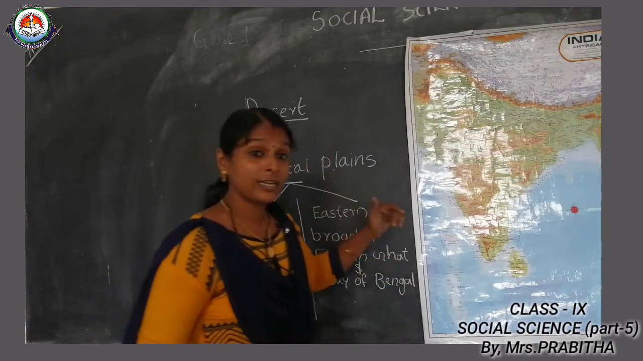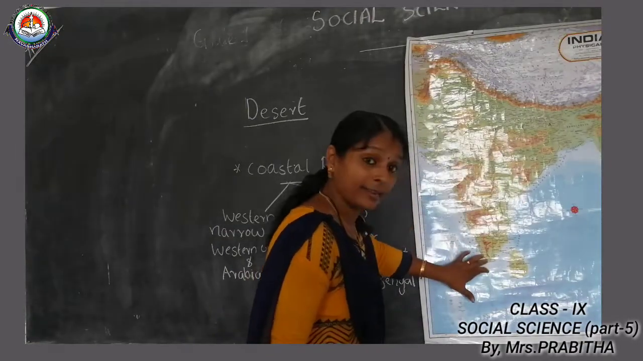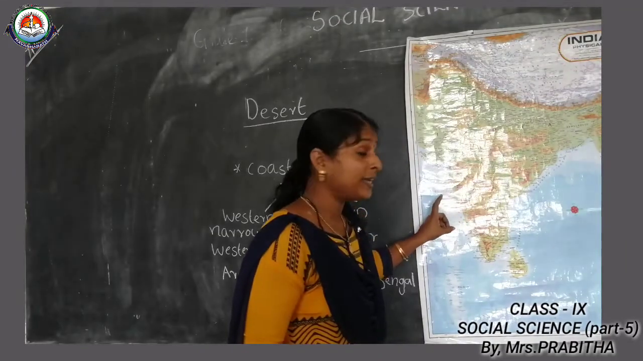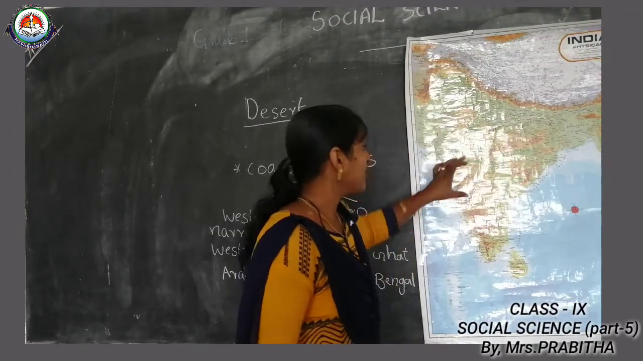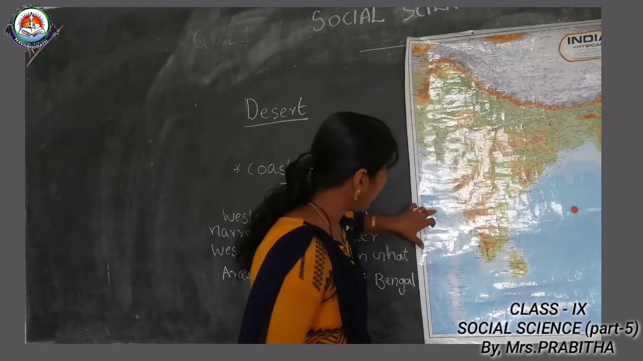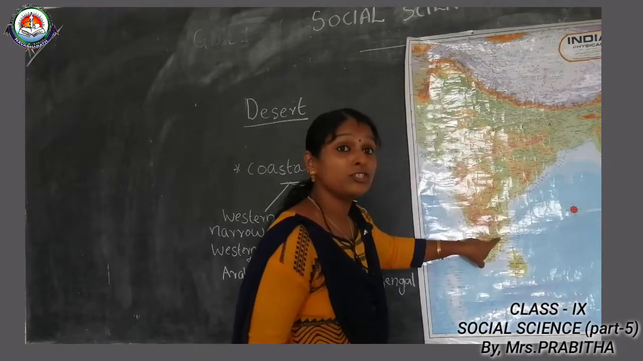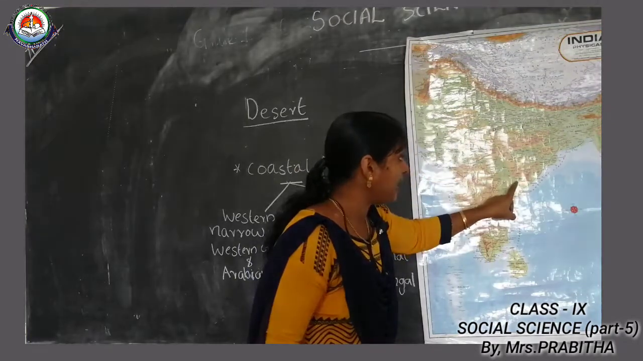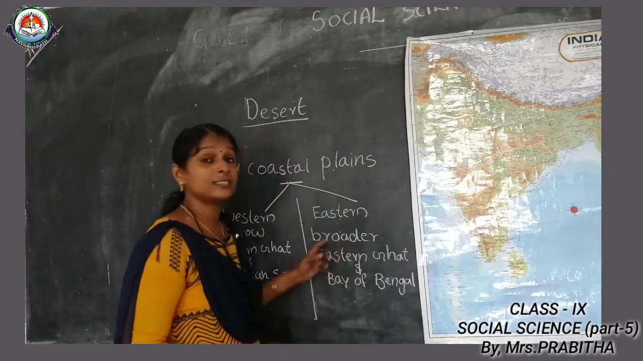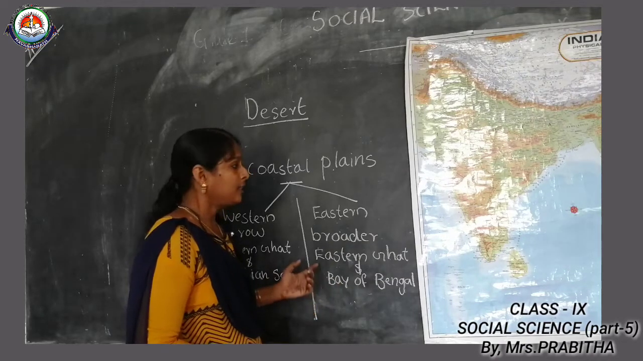So where are the coastal plains? The two coastal plains are the western coastal plains and the eastern coastal plains. Western coastal plains are sandwiched between the Western Ghats and the Arabian Sea, and eastern coastal plains are sandwiched between the Eastern Ghats and the Bay of Bengal. So I think everybody understood where the eastern and western coastal plains extend.